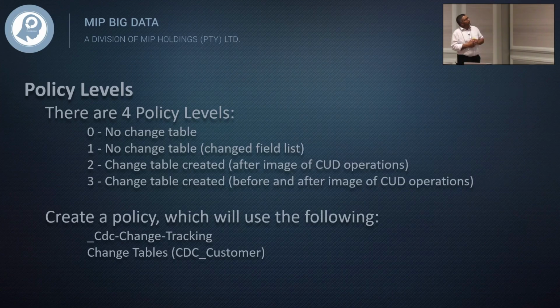So, creating a CDC policy will always store a CDC change tracking table. For your policies 0 and 1, for every record you change, it'll create one record in the underscore CDC change tracking table. And then for policy levels 2 and 3, in addition to those tables, you will also get the replica of your table that you are tracking changes for. As an example, CDC underscore customer.